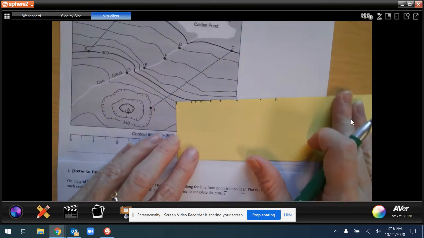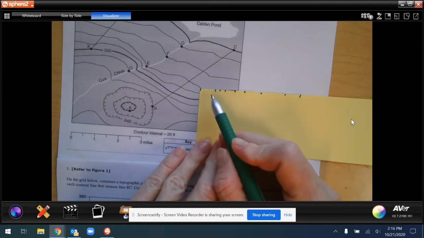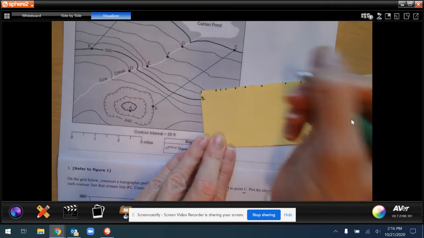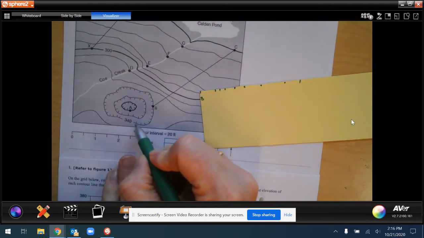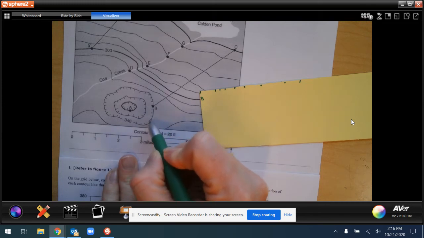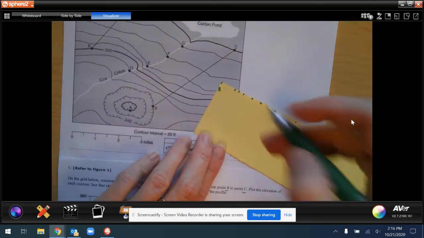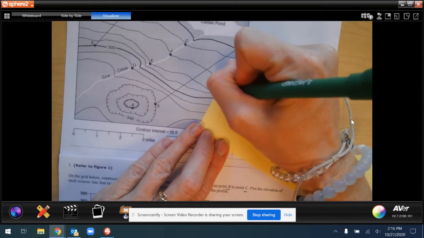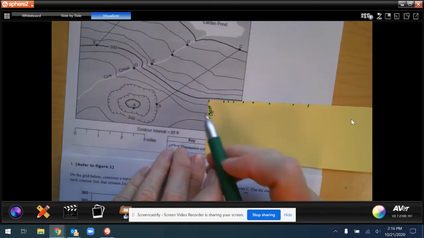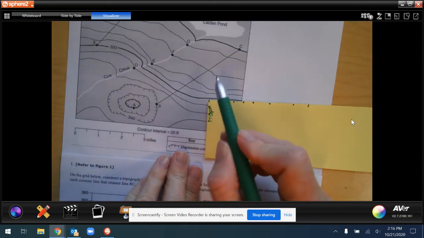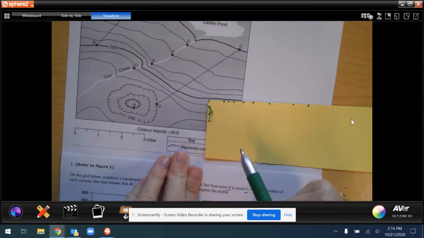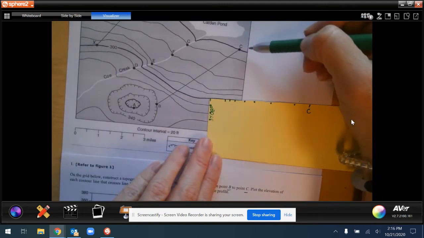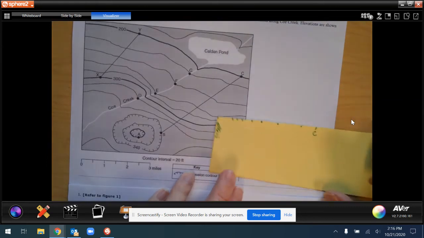The next part is we have to determine what the elevation of each of these contour lines is. So I'm going to label my starting point, which is B, and the elevation of point B is labeled for us. It is on an index contour. We know this elevation is 340 feet. Then we have to figure out the elevation of the other contour lines up to point C. Point C is on an index contour that is labeled 200 feet.